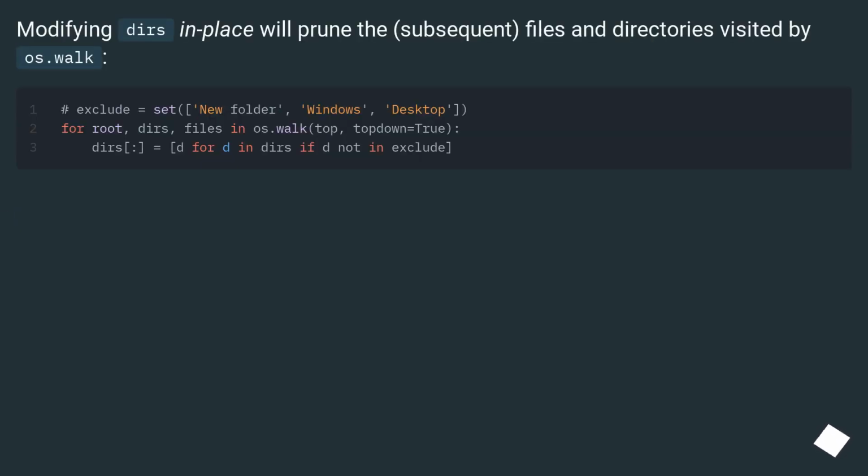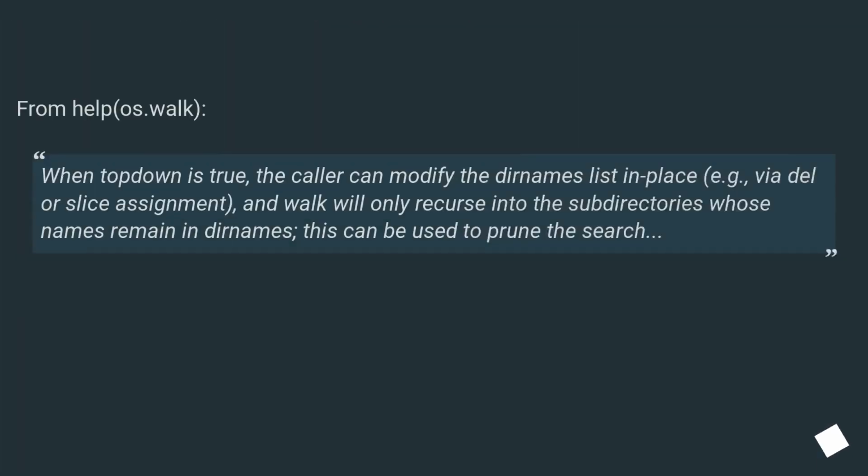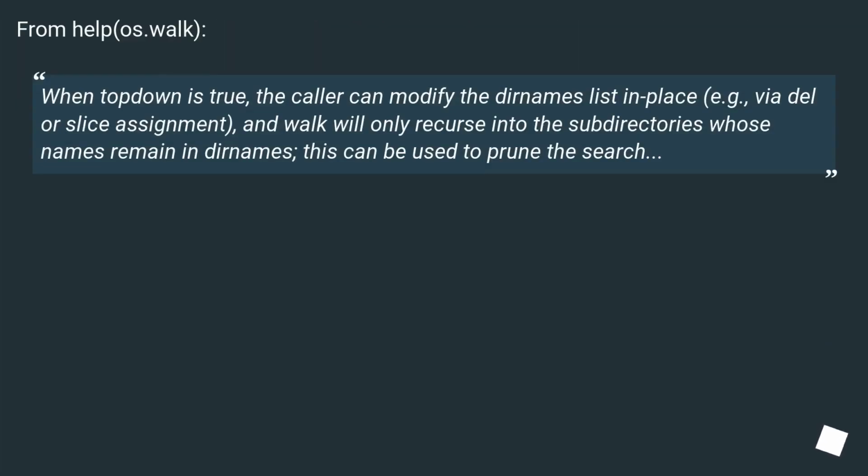Modifying dirs in place will prune the subsequent files and directories visited by os.walk. From help(os.walk): when topdown is True, the caller can modify the dirnames list in-place, for example, by del or slice assignment, and walk will only recurse into the subdirectories whose names remain in dirnames. This can be used to prune the search.